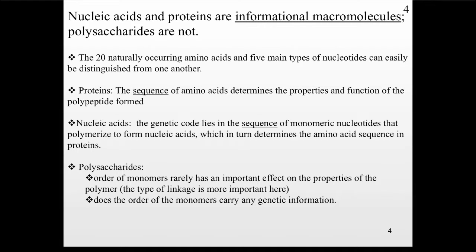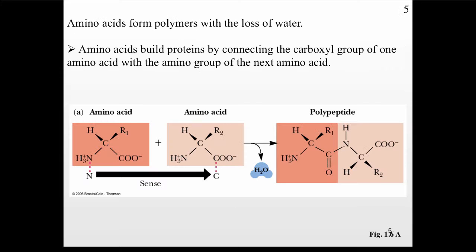There is a well-established unique amino acid sequence that exists for each protein produced by cells. Likewise, the genetic code lies in the sequence of monomeric nucleotides that polymerize to form nucleic acids, which in turn determines the amino acid sequence in proteins. In polysaccharides, however, the order of monomers rarely has an important effect on the properties of the polymer, nor does the order of the monomers carry any genetic information. So, biological macromolecules and their building blocks have a sense of directionality even at the monomer level.